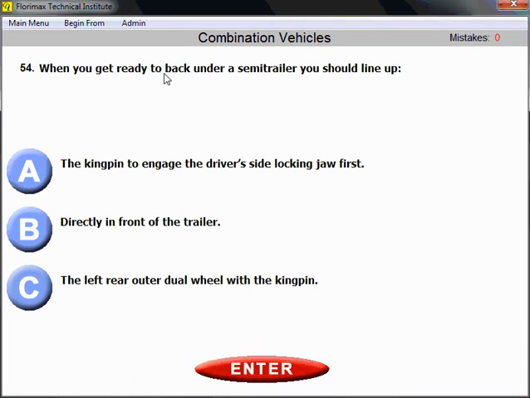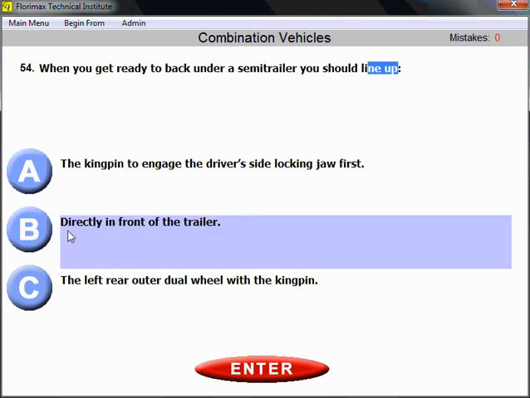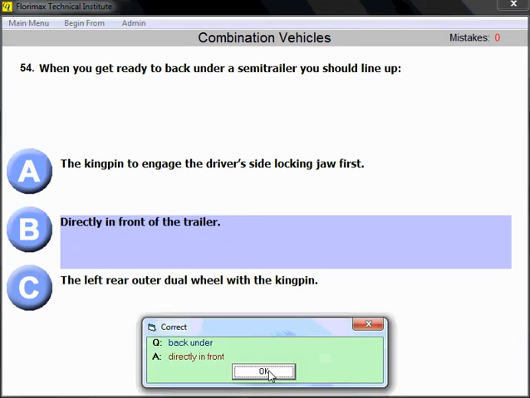Question number 54. When you get ready to back under a semi-trailer, you should line up how? The answer is obvious. You should line up directly in front of the trailer. No angle is permitted. You should line up directly in front of the trailer. That's the only right position for secure coupling.